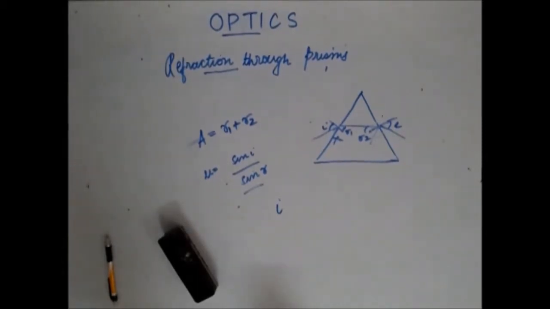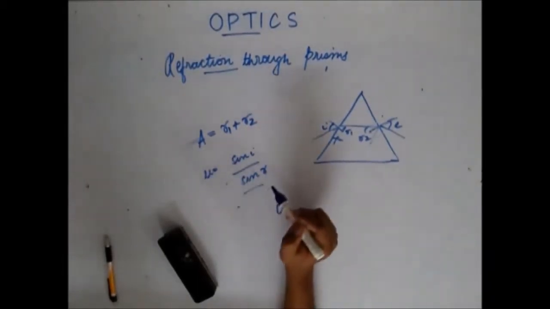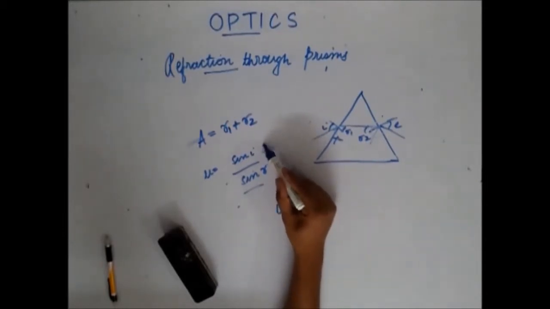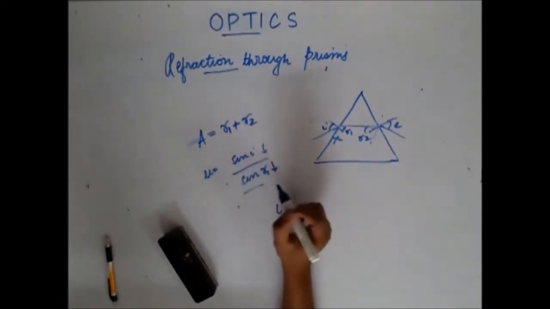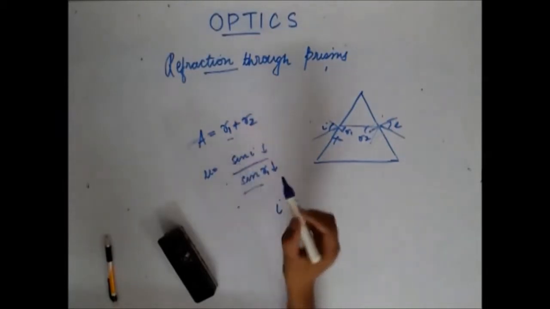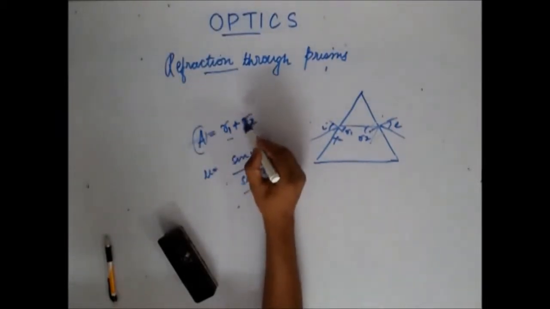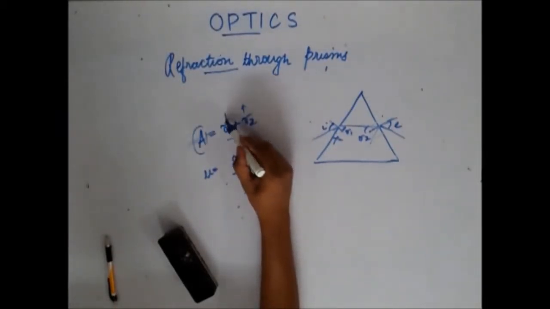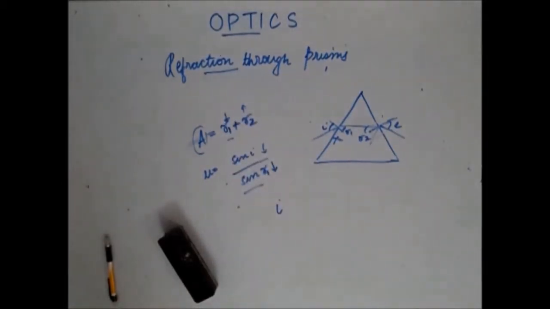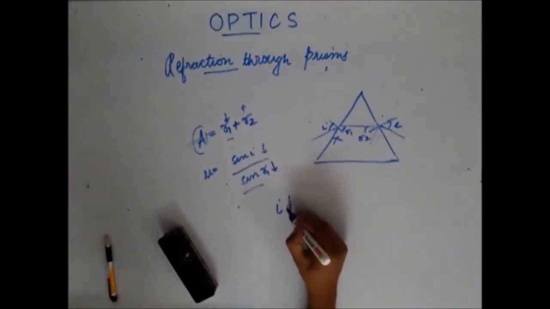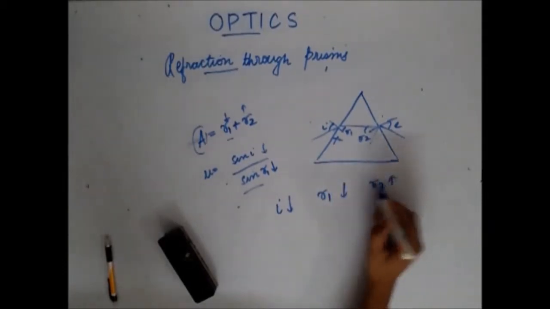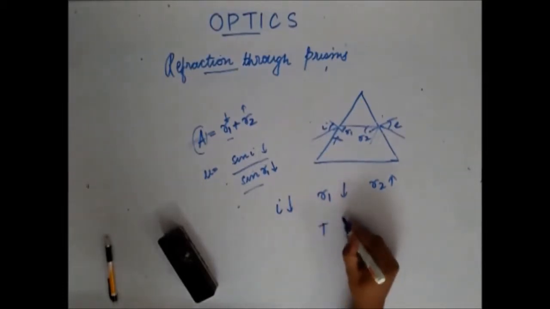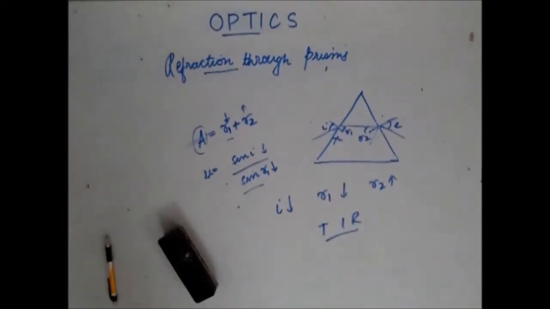The answer is as follows. See, mu is a constant. If I decrease I, this angle is R1, that means angle R1 will also decrease to keep mu constant. Now if angle R1 decreases and A is a constant, so R2 should increase to compensate the decrease in R1. So if I decrease I, my R1 decreases and my R2 increases, and since R2 increases, the chances of total internal reflection become more prominent.